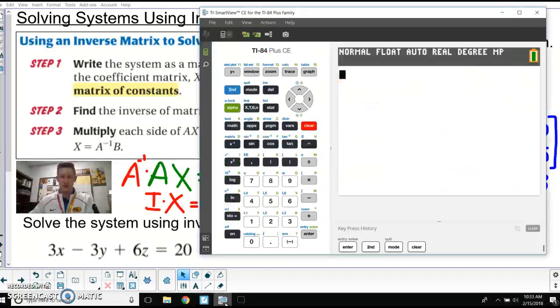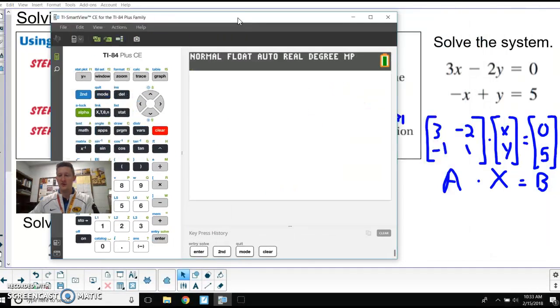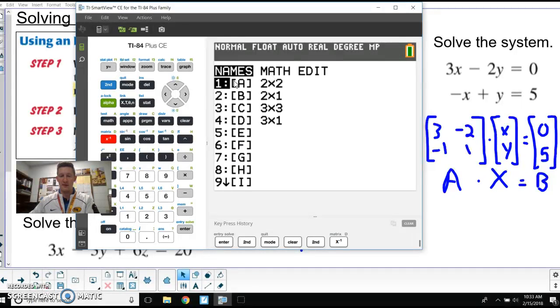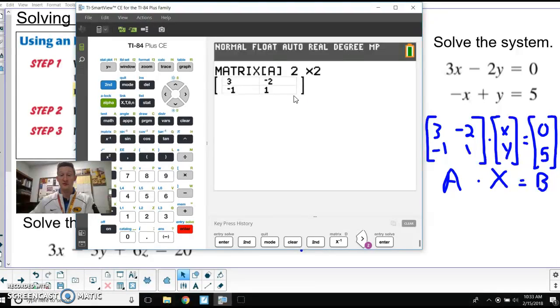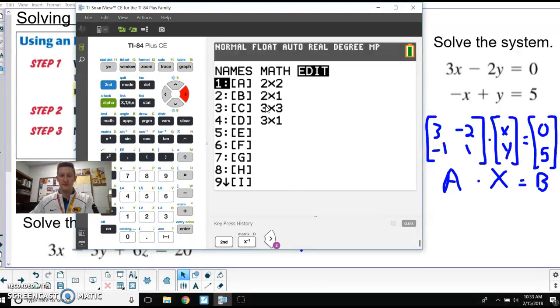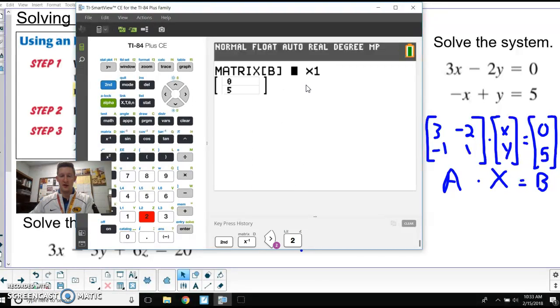Opening up my calculator, I enter these matrices. I've already got them put in. If I go to my matrix menu, I've got matrix A. I edit matrix A. I need a 2 by 2 matrix for the coefficients: 3, -2, -1, 1. Then I'm going to edit a second matrix, matrix B, and I need a 2 by 1. That's the 0 and the 5 from over here.